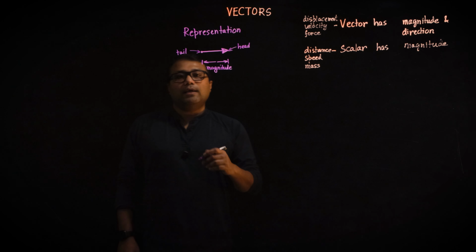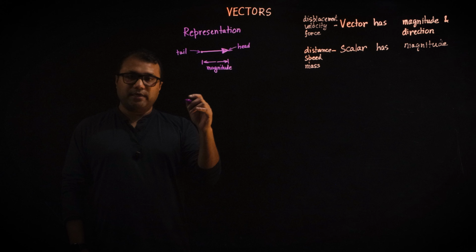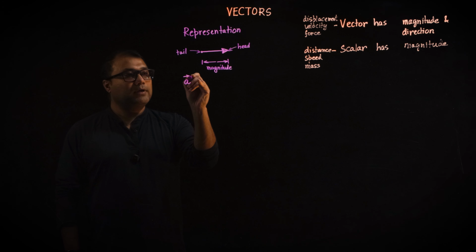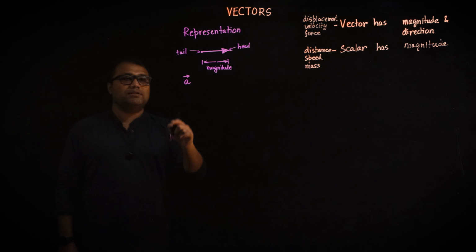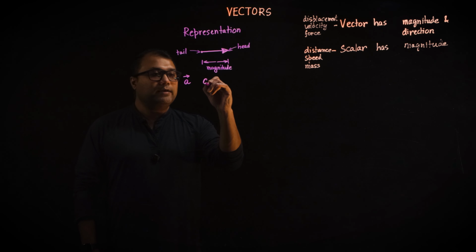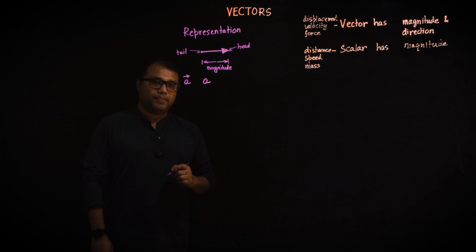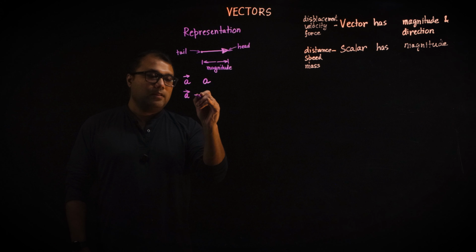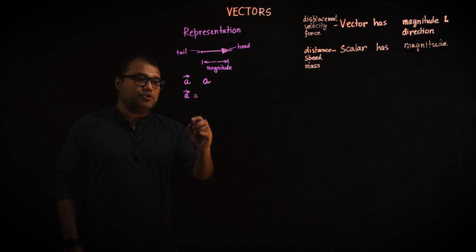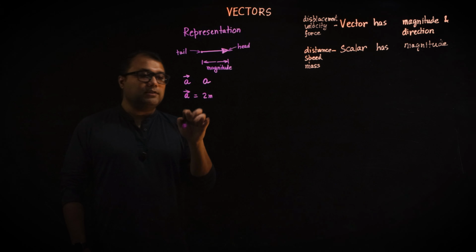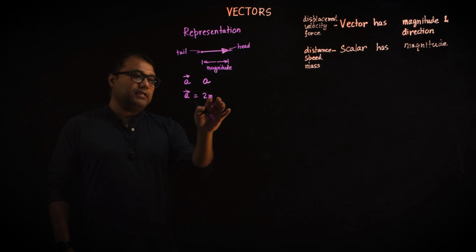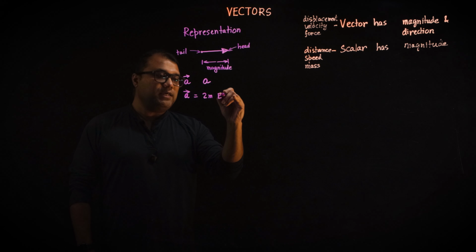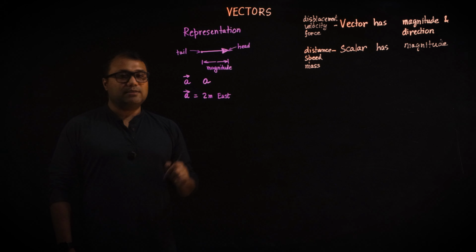Then we have the algebraic representation of a vector. If A is a vector, we will write it with an arrow on top of A. It means this is a vector quantity. If I write it like this, it is a scalar quantity. Let's say for this vector quantity, its magnitude is 2 meters. This is not complete because we haven't yet told which direction it is. But if I say 2 meters due east, then this is complete.